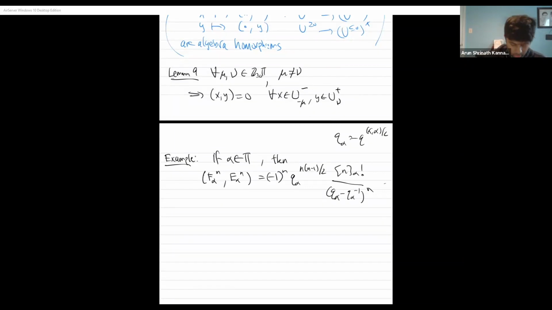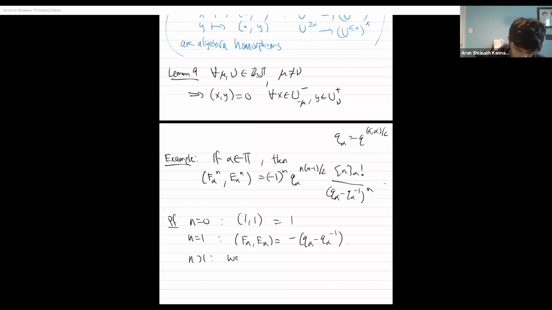Okay, so the proof for this is we're going to do it inductively. For the case n equals 0, you just get the pairing of 1 with 1, which equals 1. So not much to check there. And for n equals 1, again, this is clear because, by the way, when we constructed it, we deduced that it had the property that the pairing of f alpha with e alpha is equal to minus q alpha inverse. Okay. So for n greater than 1, we can proceed inductively.